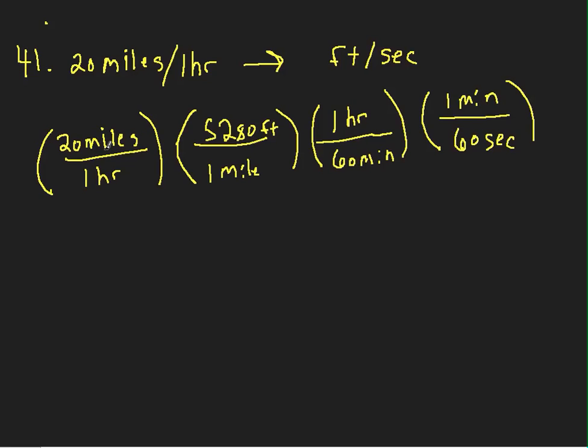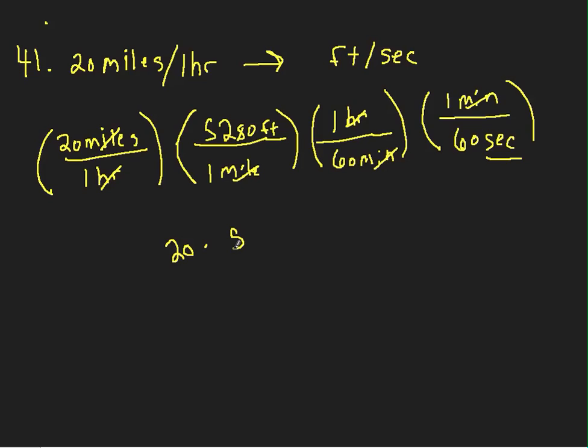If you see the way things cancel out now, miles would cancel out, right? Hours would cancel out, minutes would cancel out, and what would we be left with? We would be left with feet per second, right? So now we're happy with the conversions. We have it the way it is. Now we just need to do a little bit of the multiplication. So let's just make this a little bit neater.